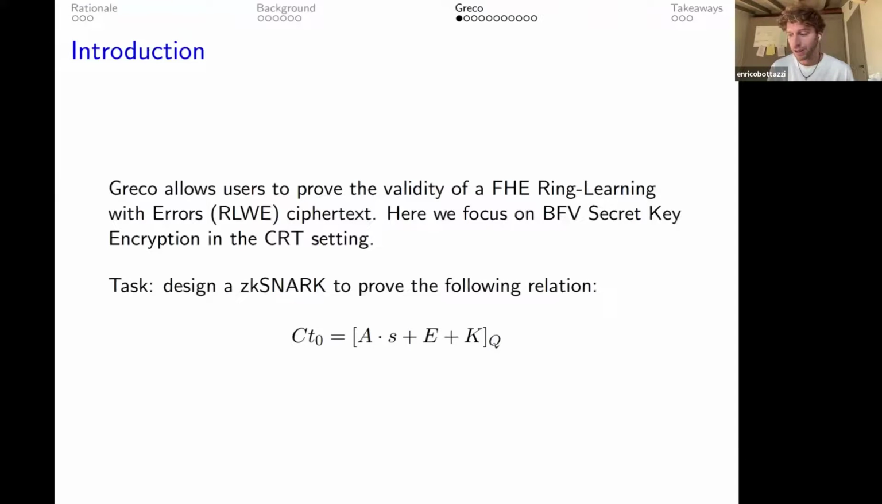So now we can get to Greco. As I said before, the goal here is to prove the validity of the formation of a ring learning with error ciphertext. And specifically, we are focusing on BFV, secret key encryption, and in this CRT setting.